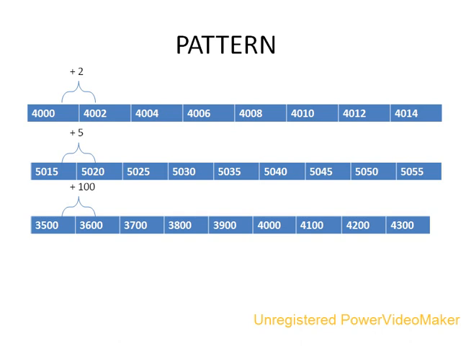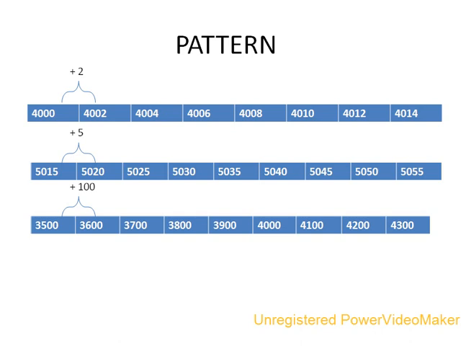Next question, 5015, 5020, 5025. Now again the number is in the increasing form. To find out the next pattern, we will just find the difference, how much it is increasing. So you will find that it is increasing by plus 5. So what you will do, you will add 5 to the number. Whatever the answer will come, you will add 5 again.